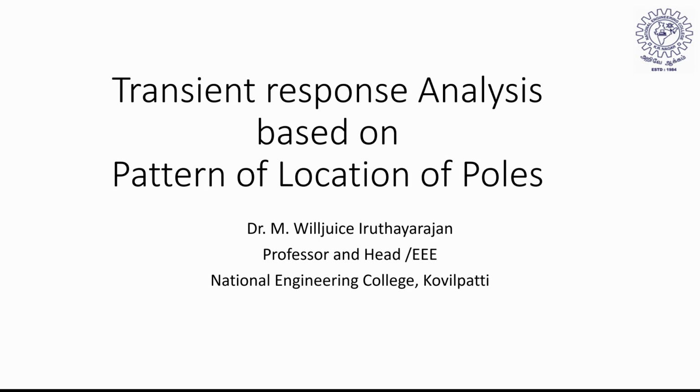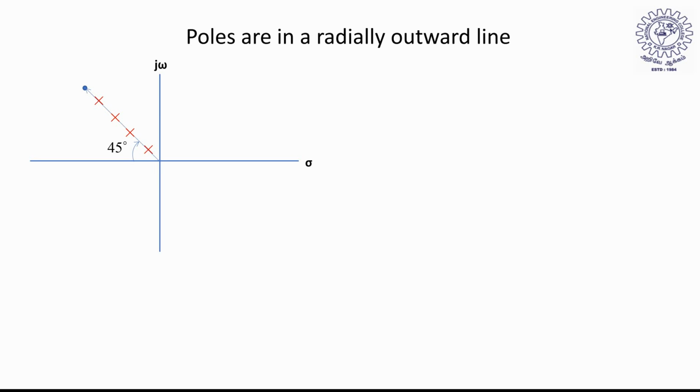Dear learners, now we are going to see the transient behavior of the system based on the pattern of location of poles. From that we are going to compare the performance of different systems based on the pole pattern. Here all the poles are in a radially outward line. So let us consider this is system 1, system 2, system 3.